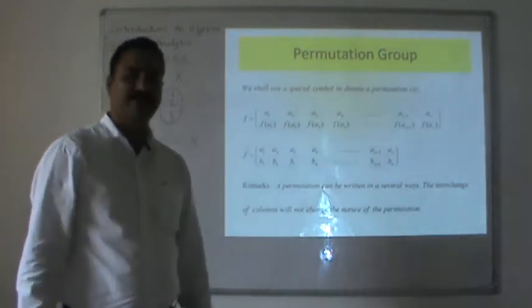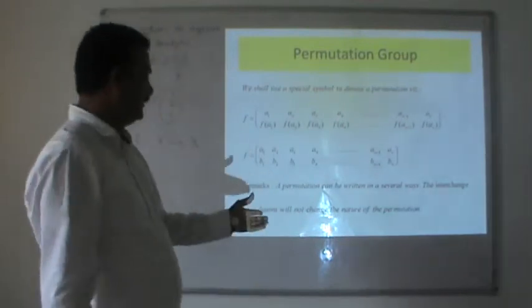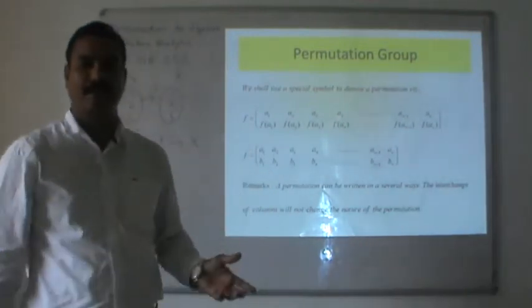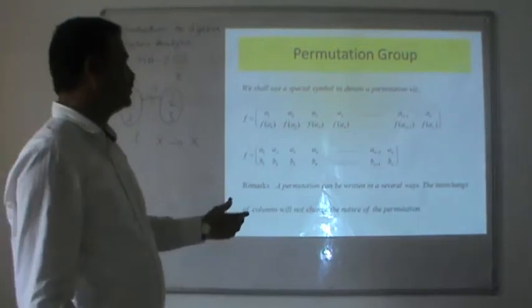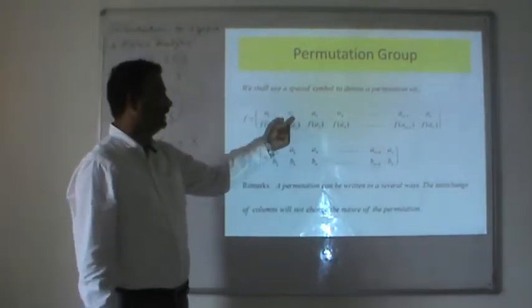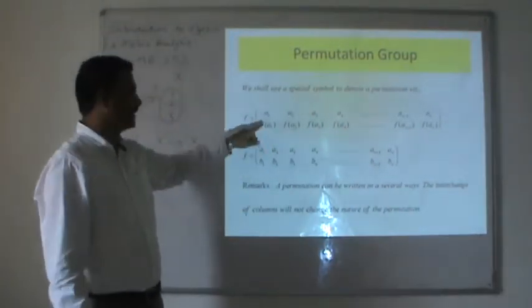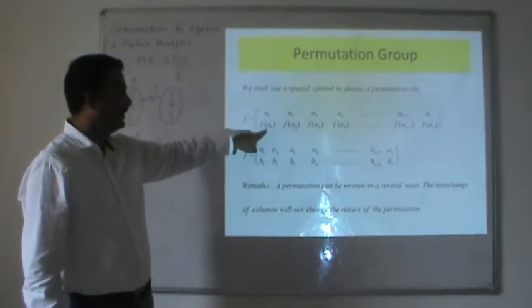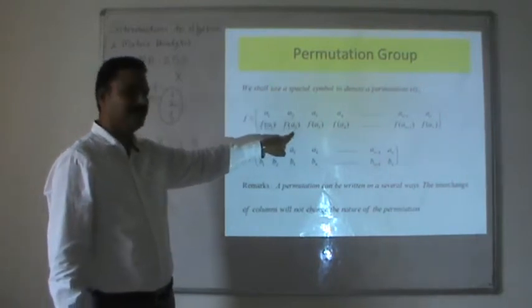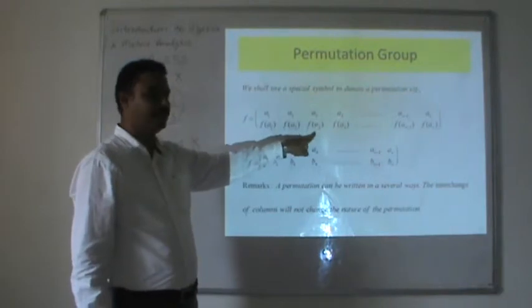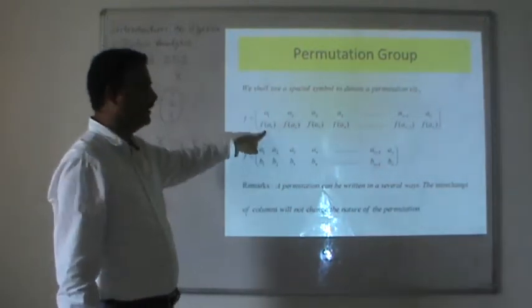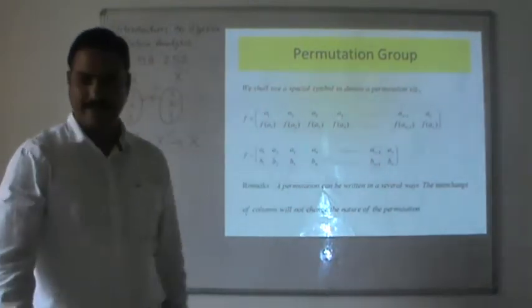A permutation can be written in several ways. The interchange of columns will not change the nature of the permutation, because if we interchange two columns, it does not affect the range elements. Corresponding to a1, we have f of a1, for a2 we have b2, and for a3 we have f of a3, and so on. For every element, we have an image element in the second row.